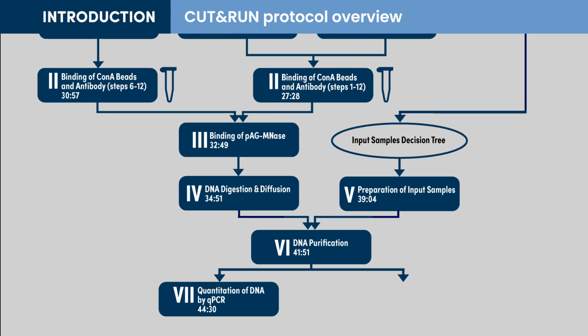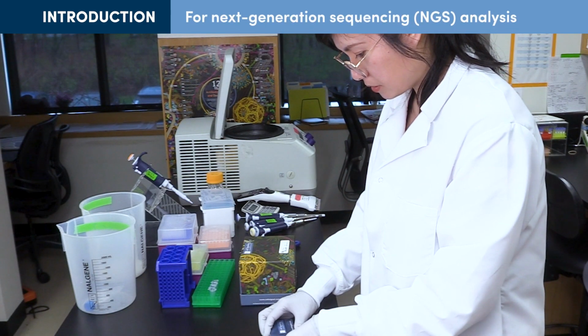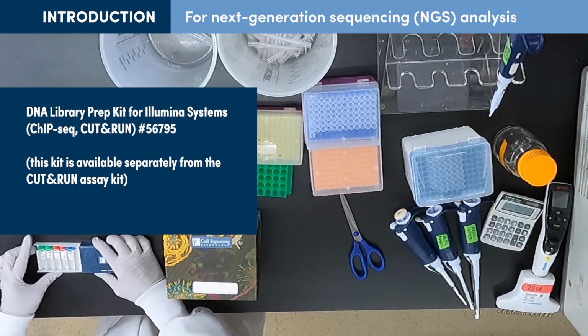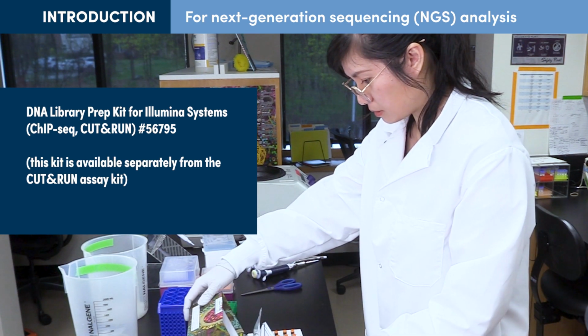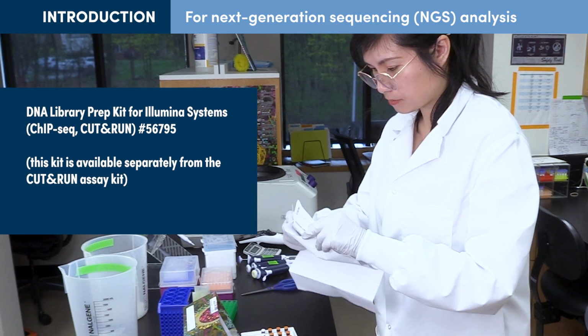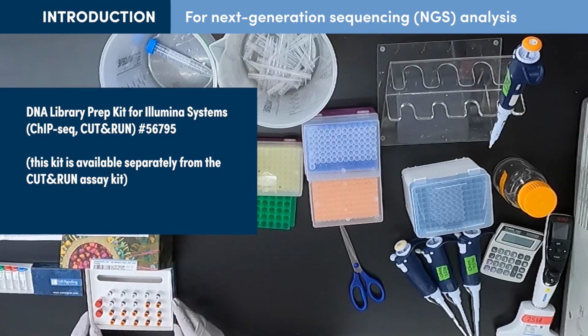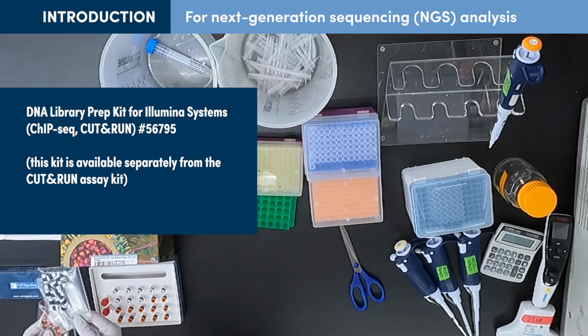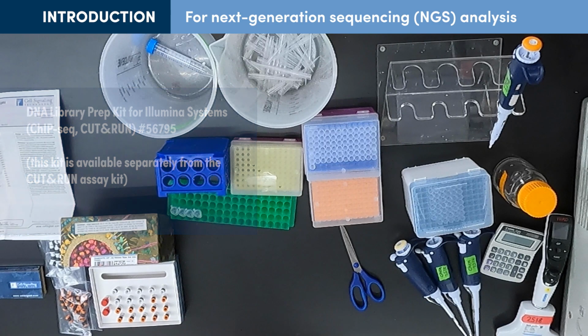Cut and Run DNA is compatible with analysis by both quantitative PCR, or qPCR, and next-generation sequencing, abbreviated as NGS. For researchers who use NGS analysis, CST offers a separate kit for preparation of cut and run DNA libraries. After you have completed the cut and run protocol and verified it is working by qPCR, please refer to the protocol for the DNA library prep kit for Illumina systems, ChIP-seq Cut and Run, which can be found in the CST Cut and Run Resource Center. You may also watch the accompanying protocol video for DNA library prep for cut and run by clicking the pop-up link in the corner.